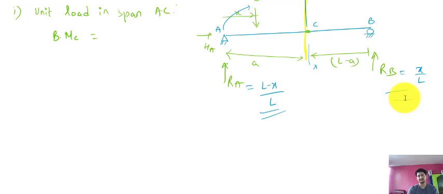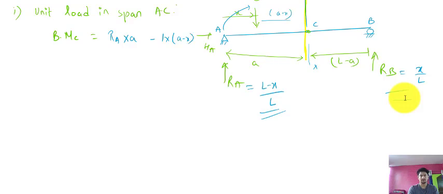So RA is L minus X upon L, and the distance we need to go is A, so RA into small a. This is the clockwise moment, and the anti-clockwise moment will be 1 into the distance. This total distance is A, this is X, so the remaining will be A minus X. So here you can write A minus X.